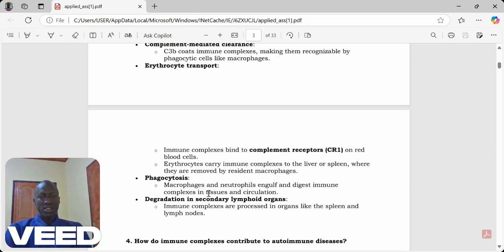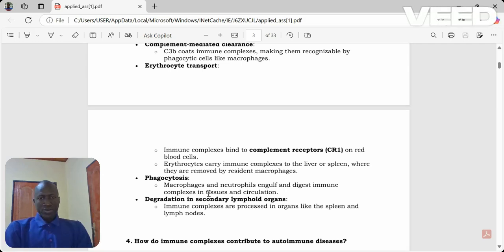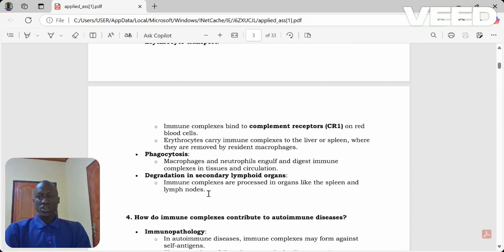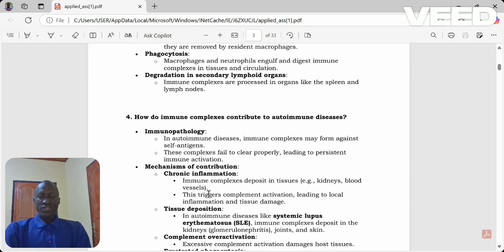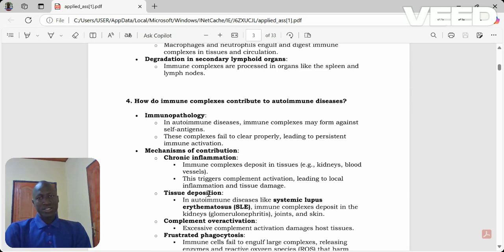Degradation in secondary lymphoid organs: immune complexes are processed in organs like the spleen and lymph nodes. Let's proceed to question 4. Question 4 says, how do immune complexes contribute to autoimmune diseases?